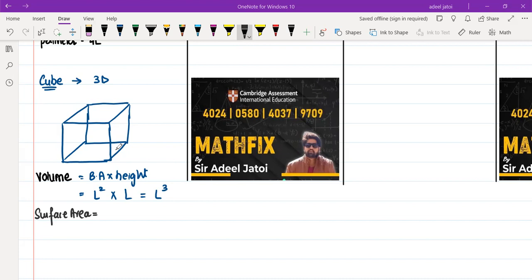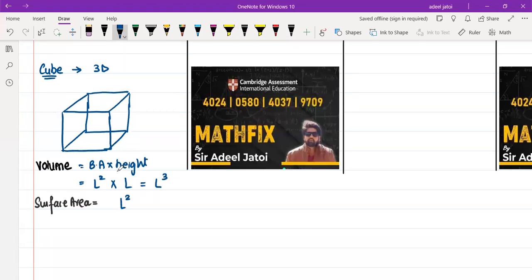So if we find out the area of one particular side, then we multiply by 6. This will give me the area of the entire cube. So what does this mean? This clearly means that L square is the area of one side of the cube, but we multiply by 6 because we have 6 exact sides which are made up of squares.